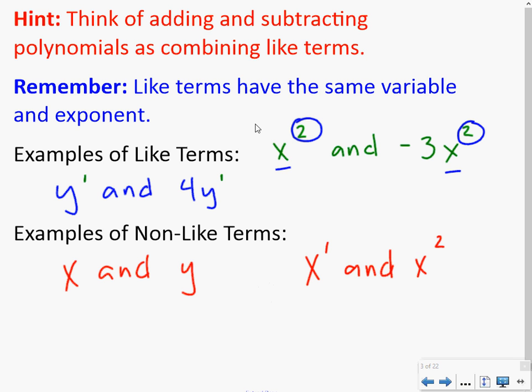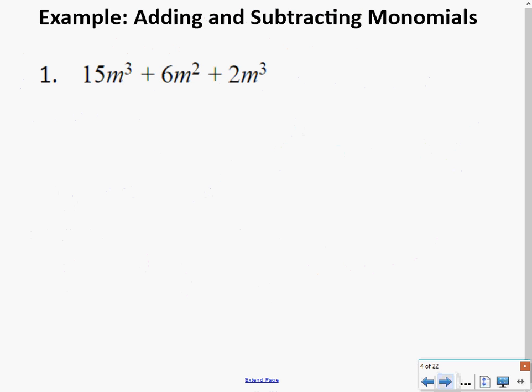Here's what it looks like when we add and subtract. We have 3 different terms here, and you're going to hear me use the word term a lot. Each one of these is considered a term. We have addition between all of them. We need to find which ones can be combined together, and when we combine them, we add the coefficients together, but the variable and the exponent remain the same. What I notice is this one has an m to the 3rd power, and this has another m to the 3rd power. So those two should be able to be combined together.